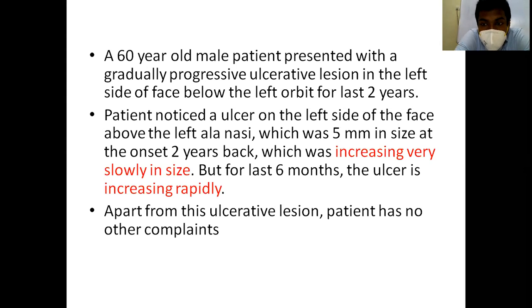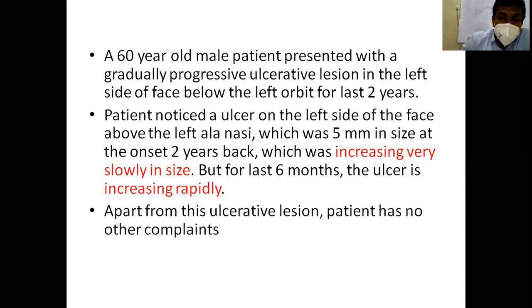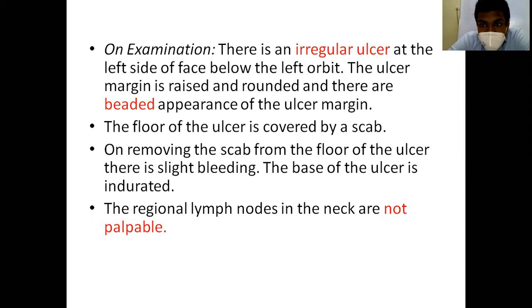anything to do with the duration, slow growing, okay, and it was initially slow growing, but then it became a rapidly growing ulcer. So if it is just a slow growing ulcer, we would consider it to be a benign ulcer. If it is rapidly growing, it is more in favor of a malignant disease. And on examination, we have points that are important, like the margin is raised, it is rounded, and there is a beaded appearance.